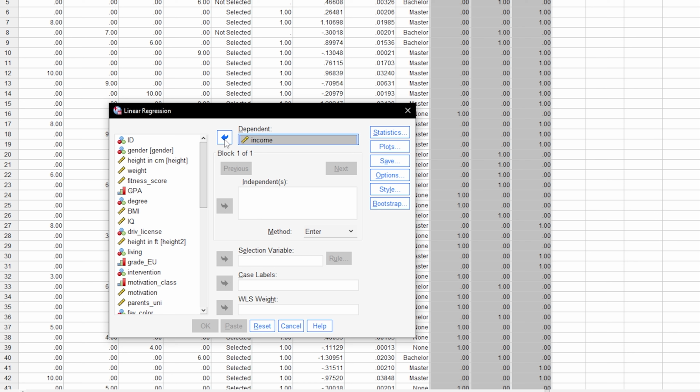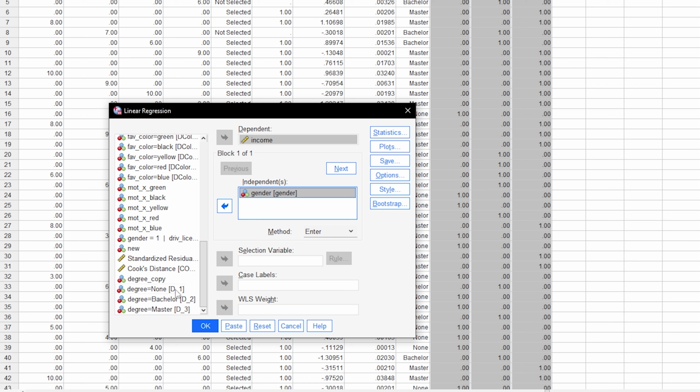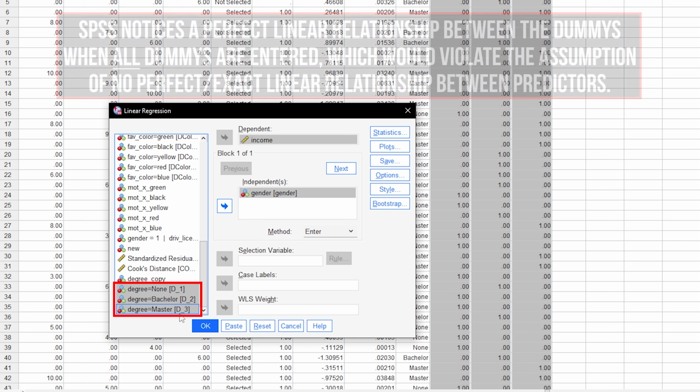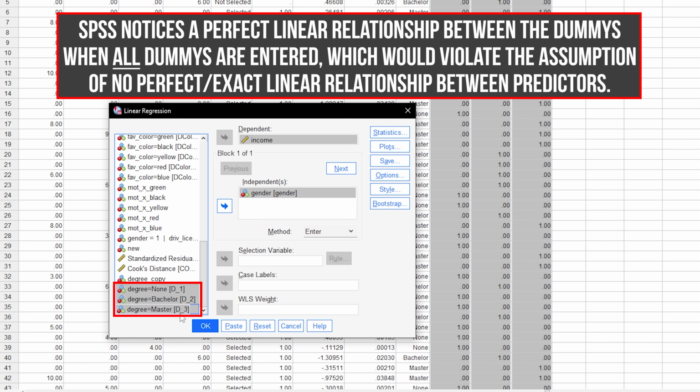For the independent variables, I will enter gender first, since it is naturally a dummy. Let's enter degree into the model. I have 3 dummies, but only need 2. If I have information about the presence or absence of a degree in 2 of the 3 categories, the third one can be derived from that information. Hence, if you enter all dummy variables, SPSS will remove 1 dummy automatically. It is therefore recommended that you leave 1 dummy out.